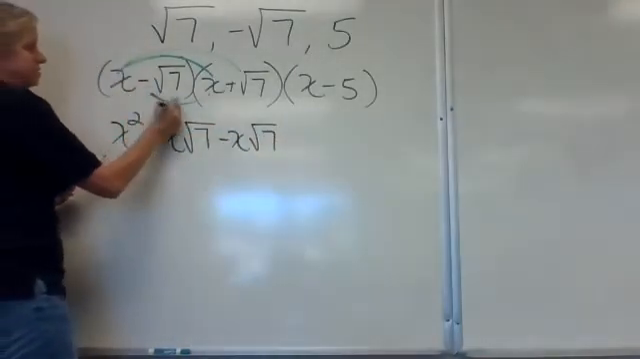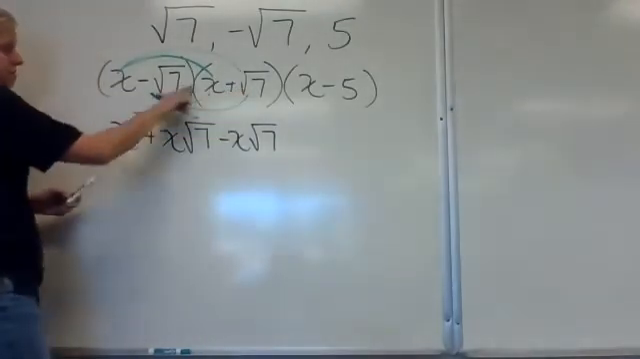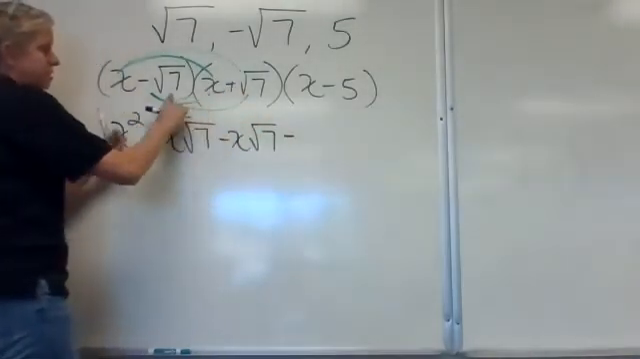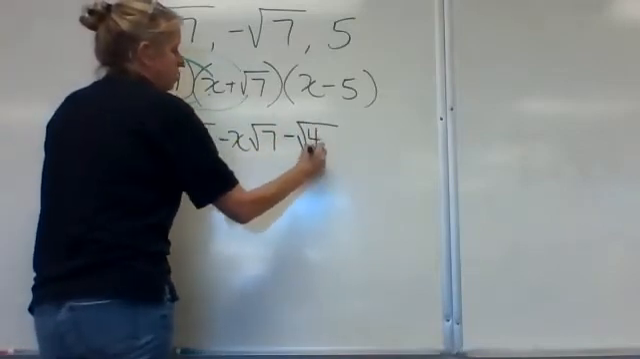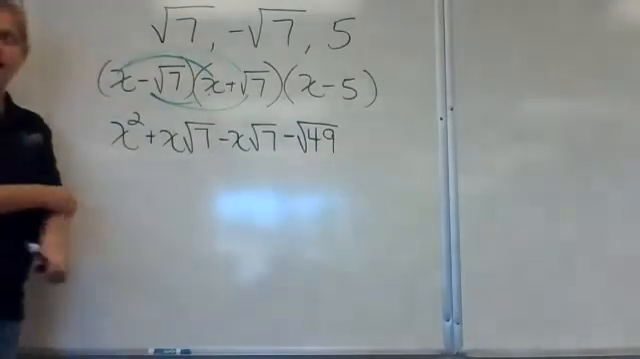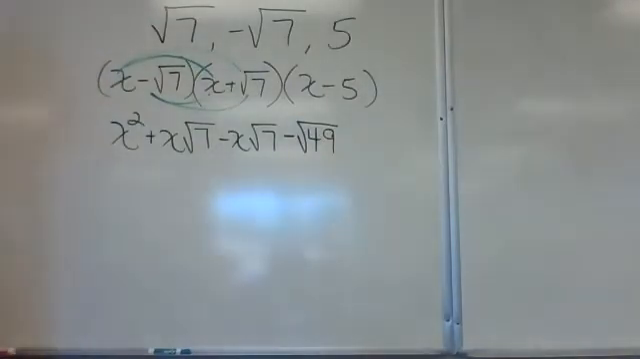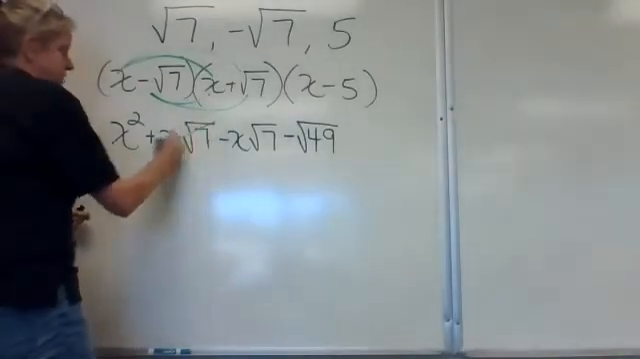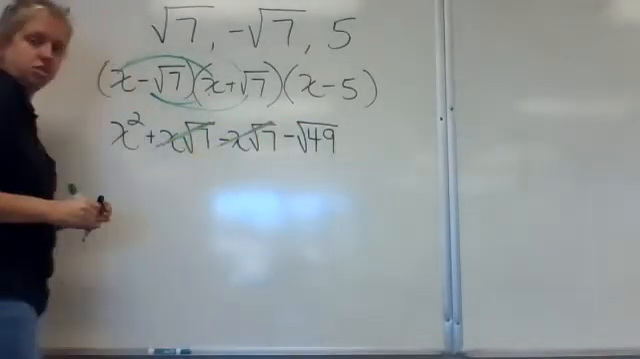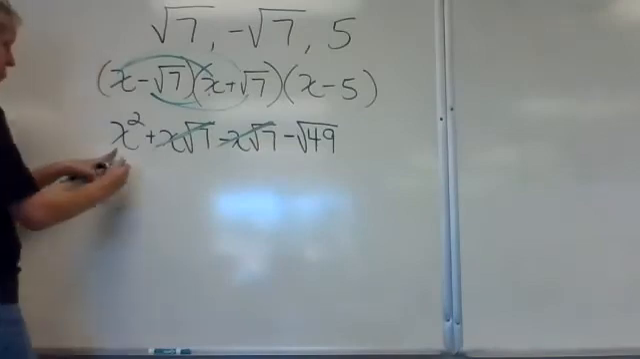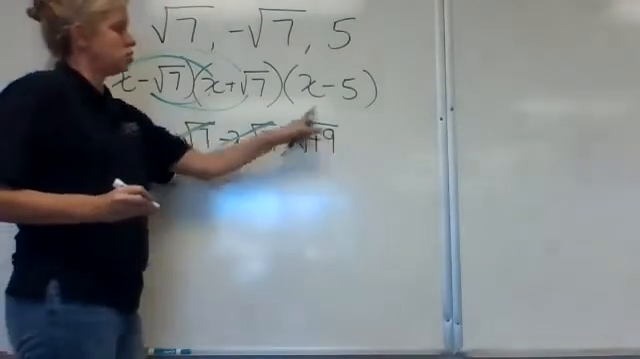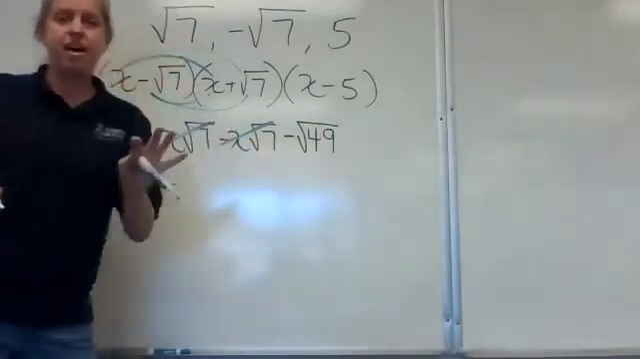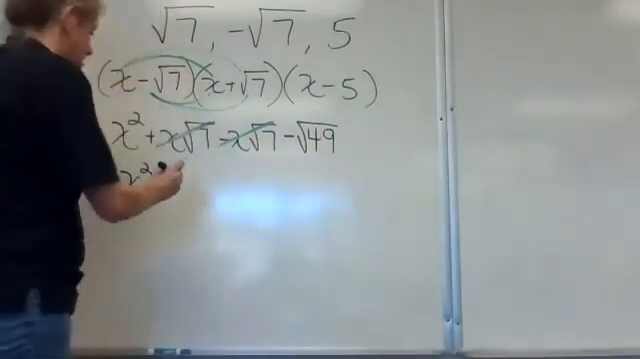And then my last, negative times positive gives me negative. When I multiply the square root of 7 times the square root of 7, it gives me the square root of 49. Now, just like the last one, those middle two terms cancel. So all I'm left with here is the x squared minus the square root of 49. I can simplify that, right? The square root of 49 is just plain old 7.